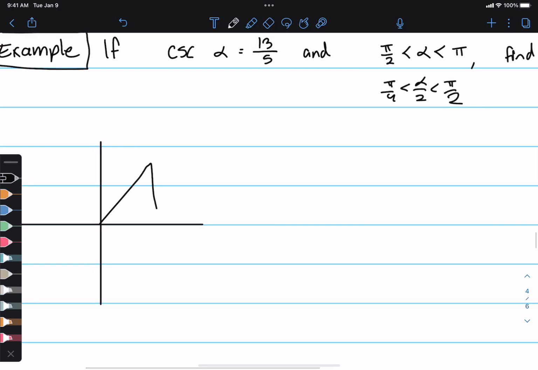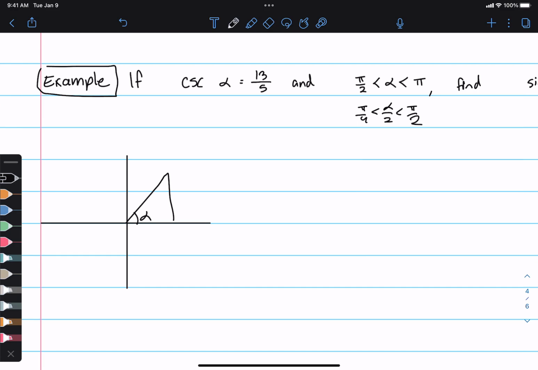So I'm going to draw alpha here, my regular alpha. And if cosecant, which is 1 over sine, is 13 over 5, this means that sine alpha is 5 over 13. I'm going to draw that triangle here. Sine is opposite over hypotenuse. And we can complete the triangle using the Pythagorean theorem, and we get 12 here. So this means that the cosine of alpha is going to be 12 over 13.